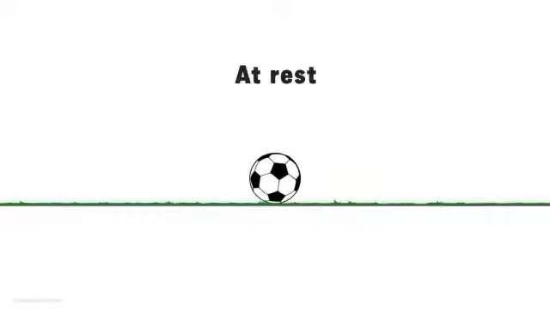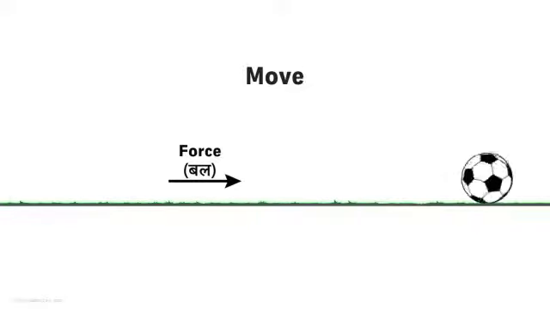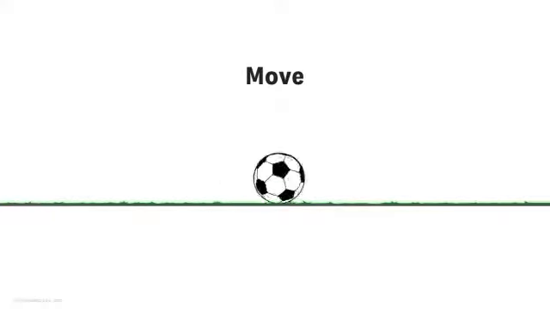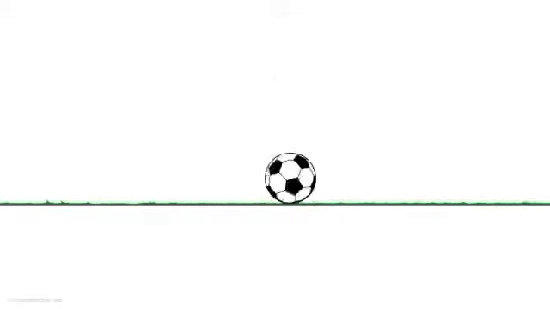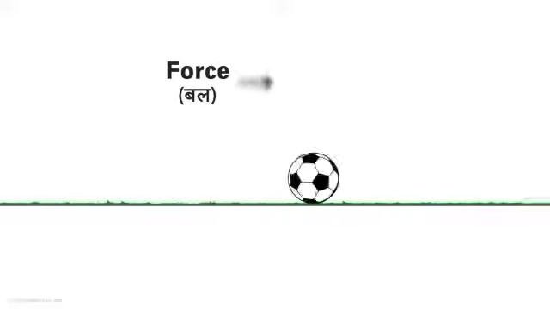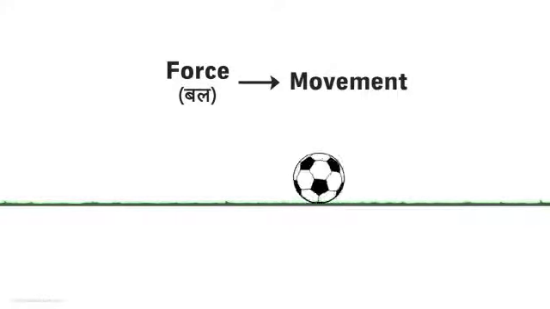Consider a ball lying on the ground at rest and not moving in any direction. To move this ball in the forward direction, you need to apply some force on it. When you apply force on it, it starts moving in the direction of force applied. What does it mean? It means that a force can move the object from its state of rest. In other words, a force can set the objects into motion.